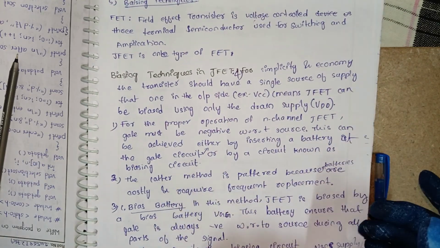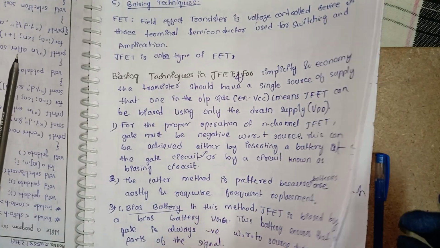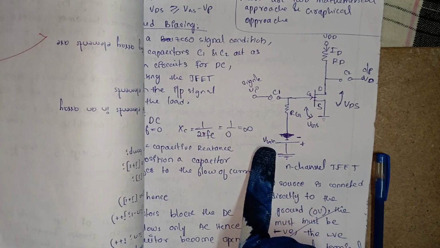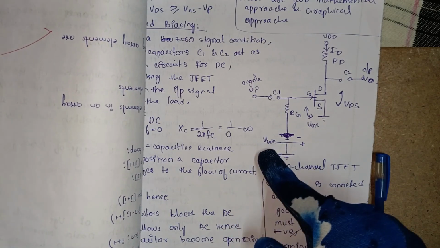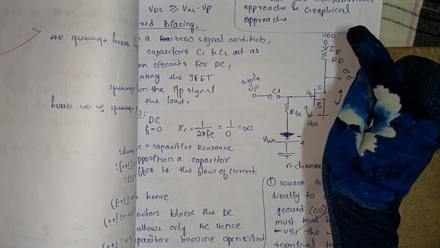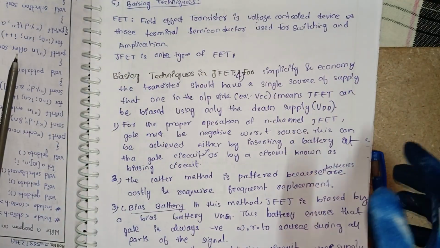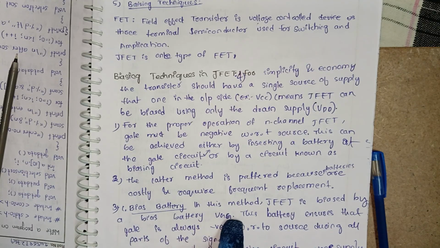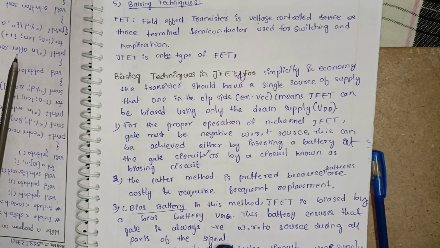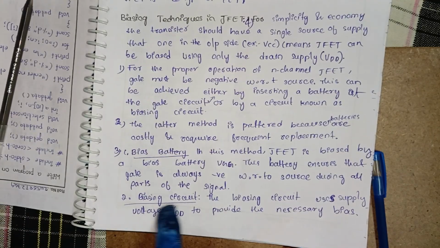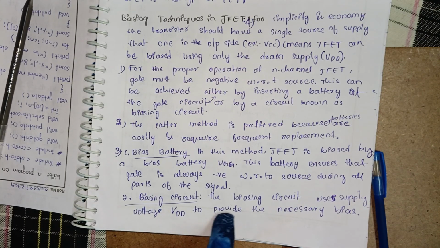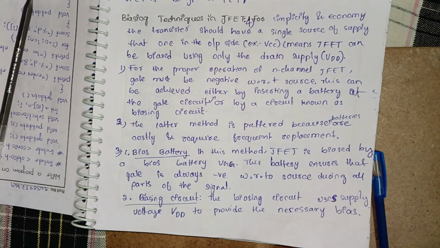I will explain this using the fixed biasing diagram. Here we are applying the VGG voltage, a battery, and here we are applying VDD. The JFET is biased by the bias battery VGG. This battery ensures that the gate is always negative with respect to the source during all parts of the signal. The biasing circuit uses the supply voltage VDD to provide the necessary biasing.